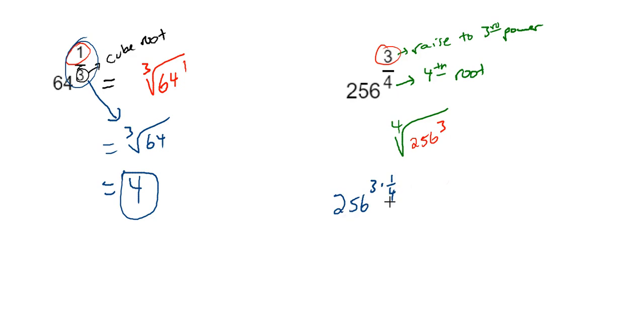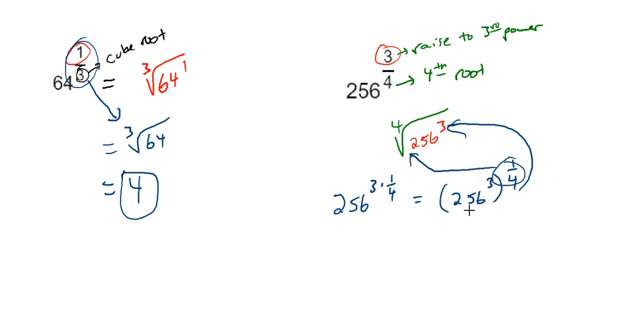And then these can be applied in either order. We could write it as 256 to the third power raised to the 1/4 power, which is what we're doing here, where the 1/4 power becomes a fourth root of the 256 to the third power, which again has some issues with the numbers becoming really, really large. We could also apply it in the other order. We could write it as 256 to the 1/4 times 3.